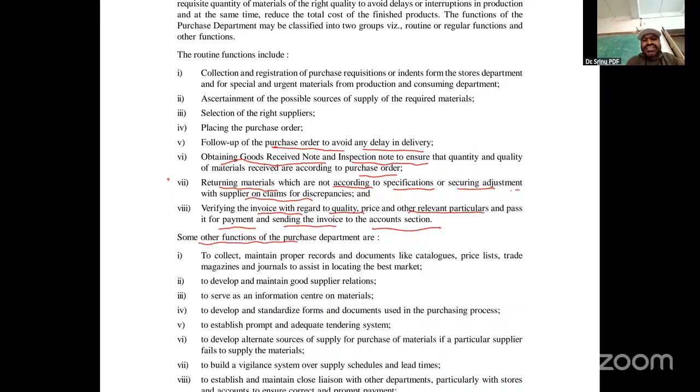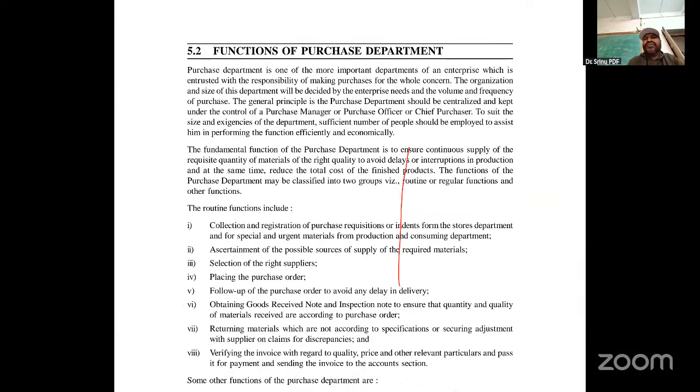Some other functions also there, that is to collect and maintain proper records and documents like catalogs, price lists, trade magazines, and journals, to develop and maintain good supplier relationships, serve as the information center for material, and develop standardized forms of documents, so as to form an adequate trading system. So these all are the functions of the purchase department.